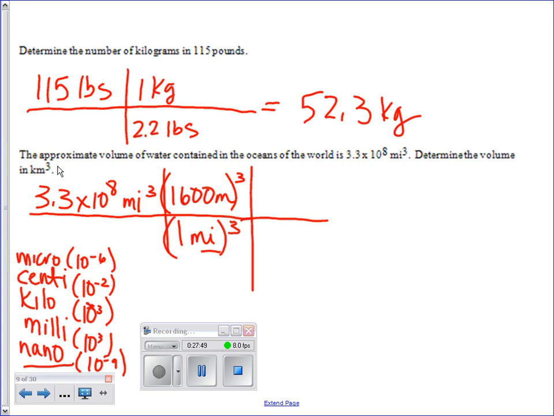Is that what I'm looking for? I'm looking for kilometers. How do I get from meters to kilometers? 1,000 meters on the bottom to 1 kilometer. Can I cancel the cubic meters with those meters? Nope. So again, I have to cube it. So now plug it all in your calculator. The beauty of these calculators is you can just do to the third, to the third, to the third.